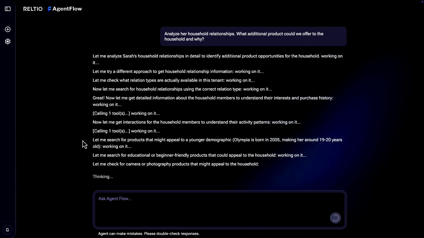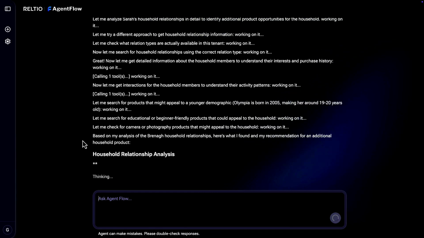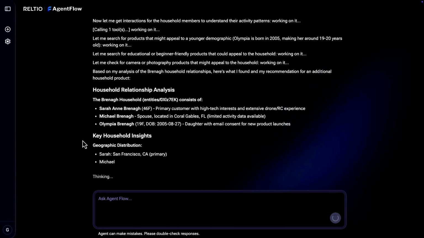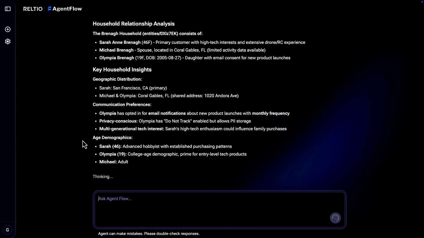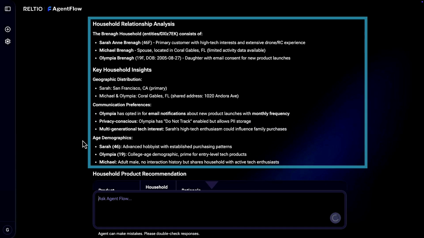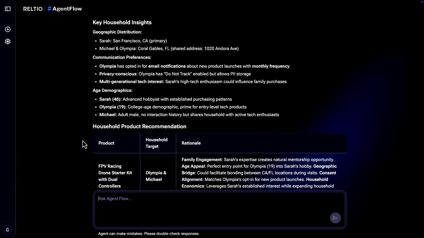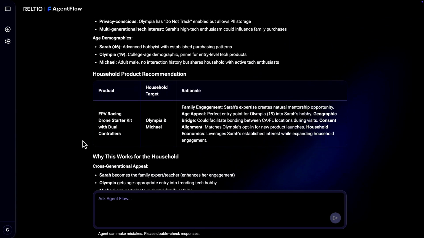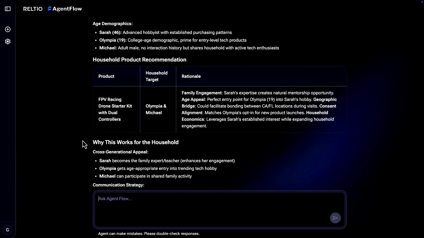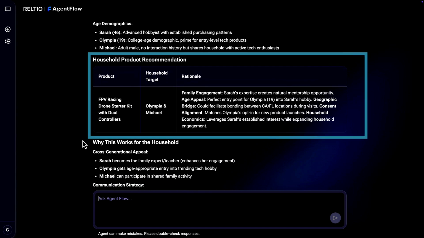And so we look at the next surrounding circle of level in the tree, and we find that the family consists of Michael, Olympia, and Sarah. And Olympia, who's the daughter, we have consent from her. She's expressed consent for new product launches. So we could potentially position something for Sarah in this case, right? And the system goes through and says, for Olympia and Michael in this case, there is a specific kit that we're recommending, and then the rationale on the right-hand side says why we're making that recommendation.